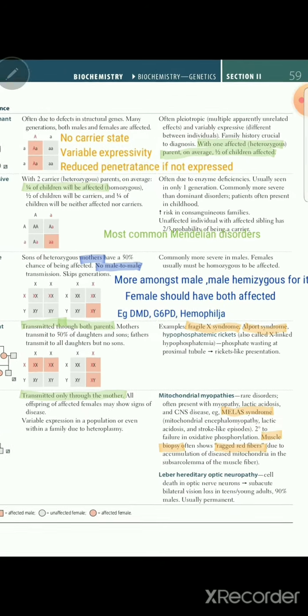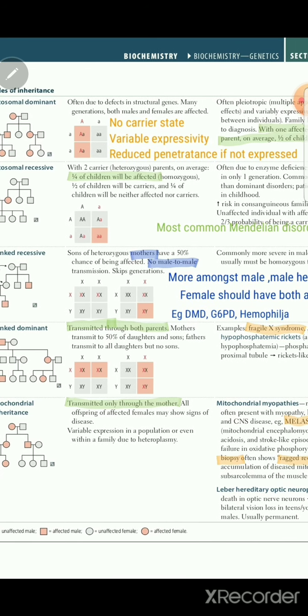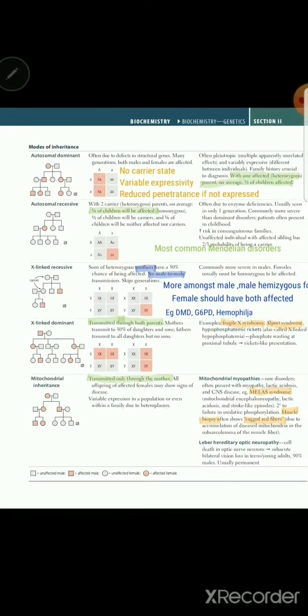And the important disease is MELAS syndrome, that is mitochondrial encephalomyopathy, lactic acidosis, and stroke-like episodes. We know that mitochondria are abundant in muscles, so it is myopathy. So muscle biopsy will show ragged red fibers. These basically have accumulation of diseased mitochondria. So it is transmitted only through mothers.